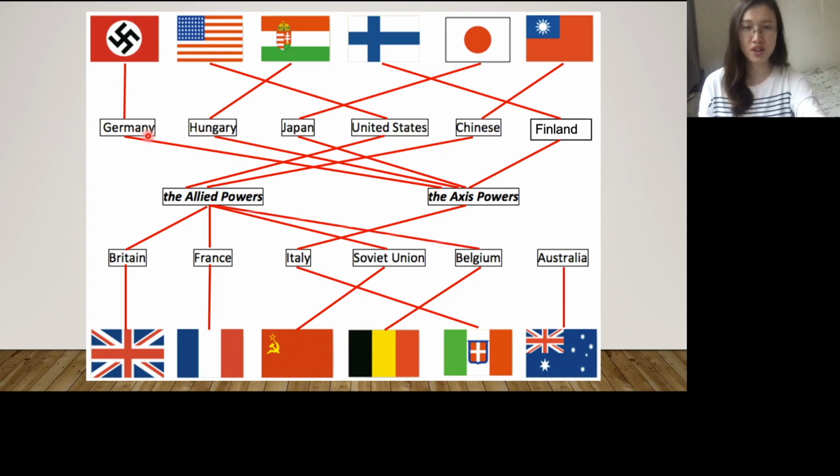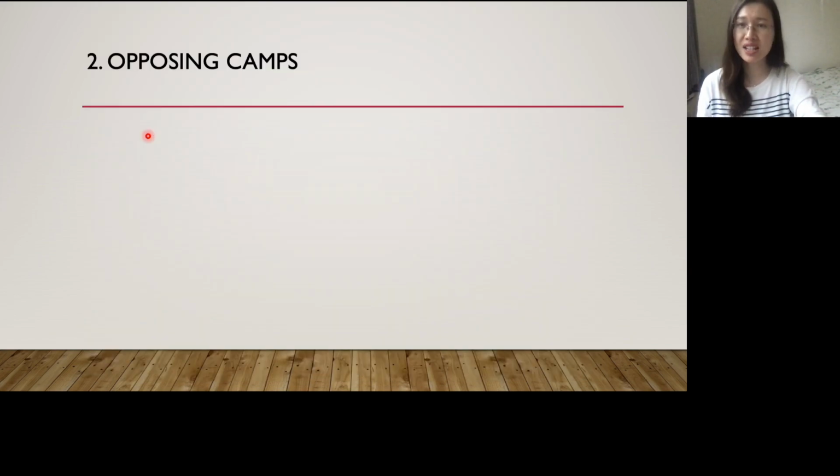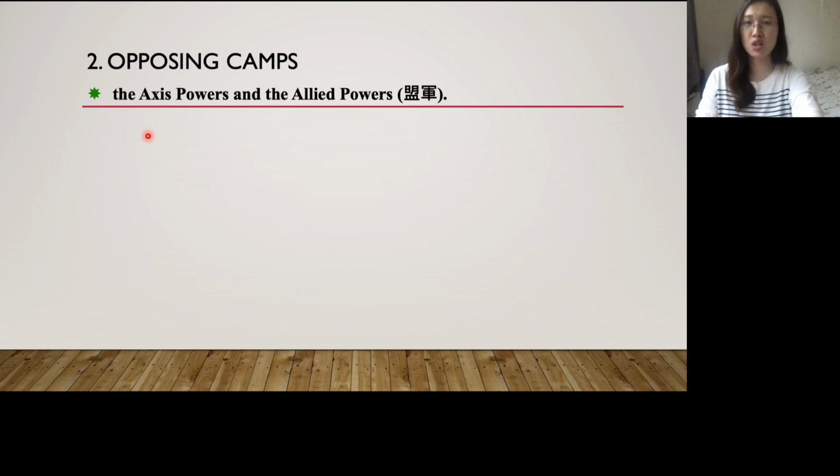Belgium, of course, Allied powers. Australia, of course, Allied powers. So the two opposite camps, one is the Allied powers, one is the Axis powers.